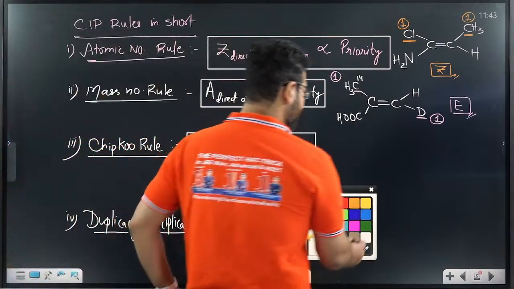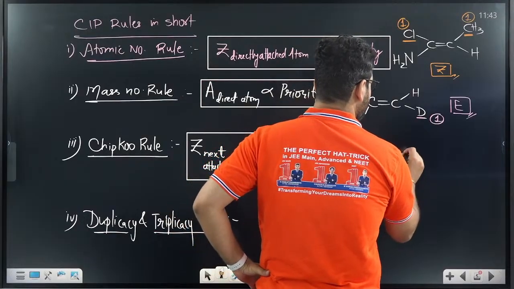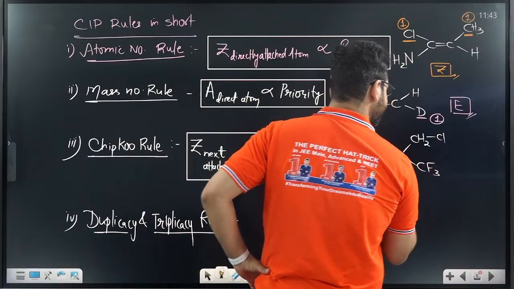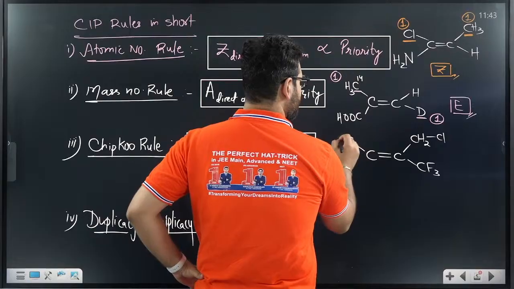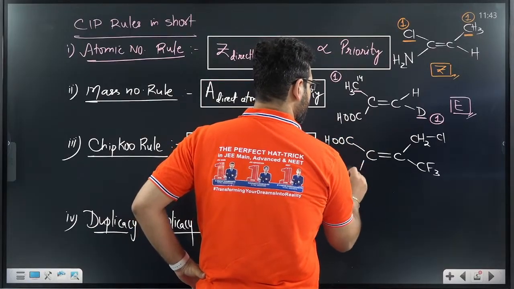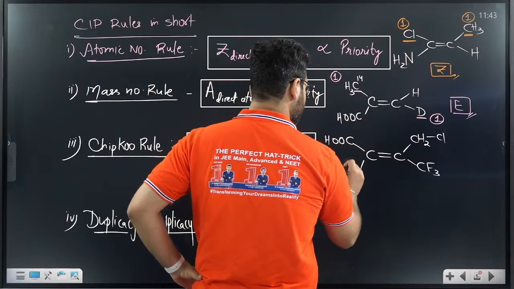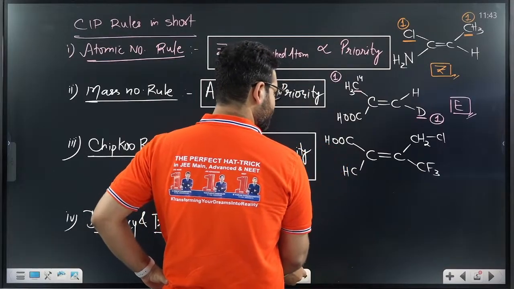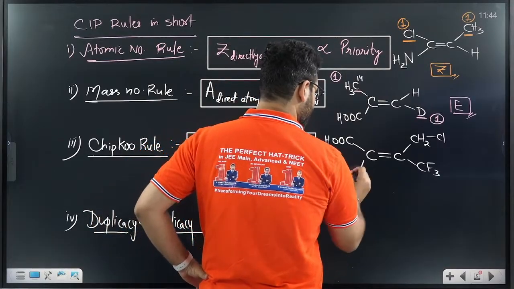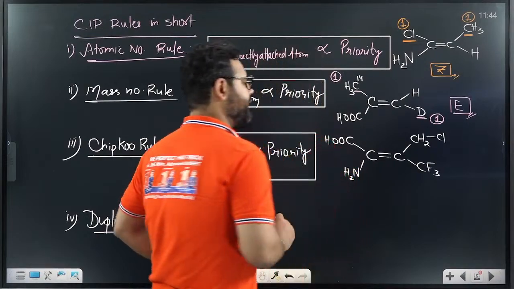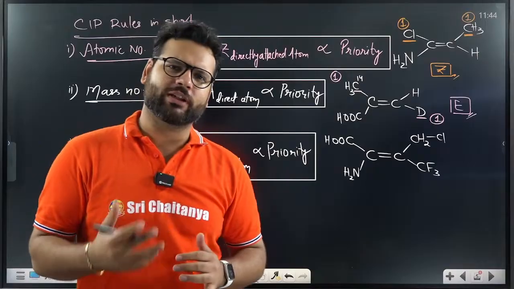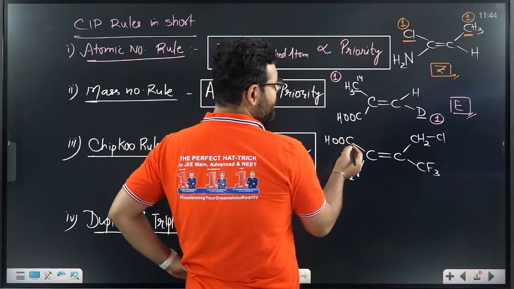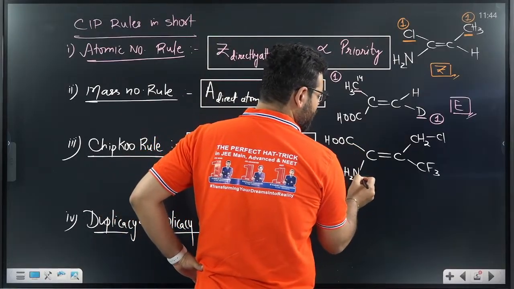For example, if I have C double bond C, here CH2Cl, here CF3, here COOH, here NH2. Let's say we have to check this particular compound. Now, on the left hand side, it's simple. Carbon versus nitrogen. Nitrogen says, I have more atomic number, so I am the winner.